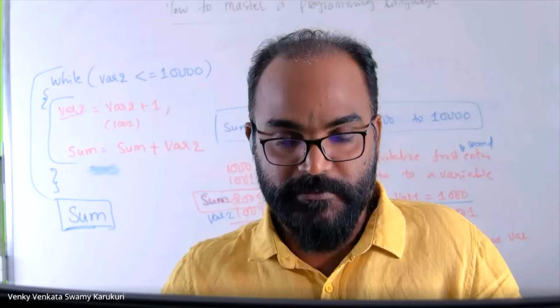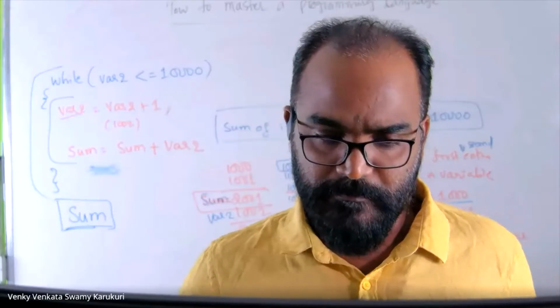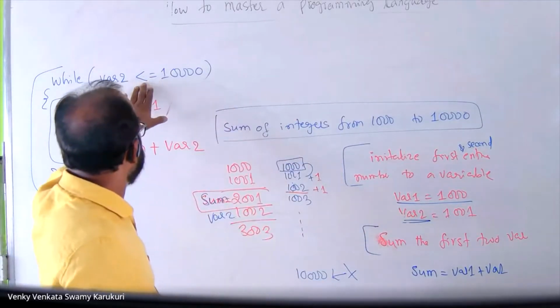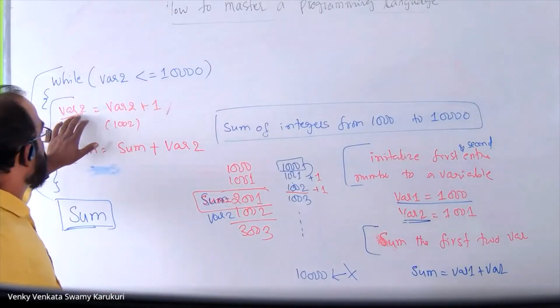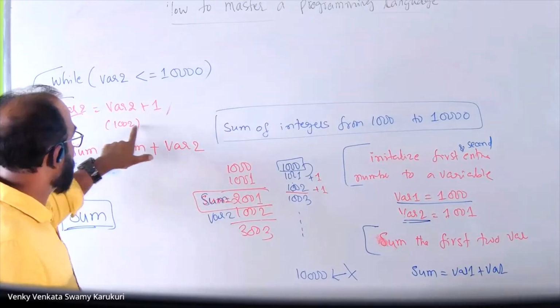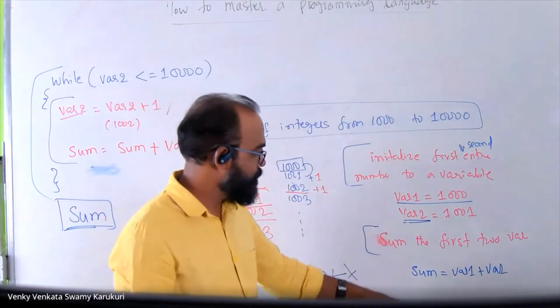Excuse me, sir. Yes. Sir, while we assign variable 2 and sum as the variables, right, sir? So if variable 2 is lesser than or equal to 10,000, we should print the sum from 1,000 to 10,000. So variable 2 is less than 10,000. Yes. Now variable 2 becomes 1,002. So sum and variable should have a value, no, sir? Like, variable 2 has 1,000, but sum, it didn't have any value.